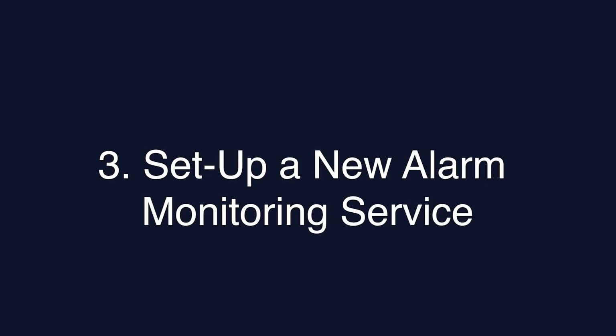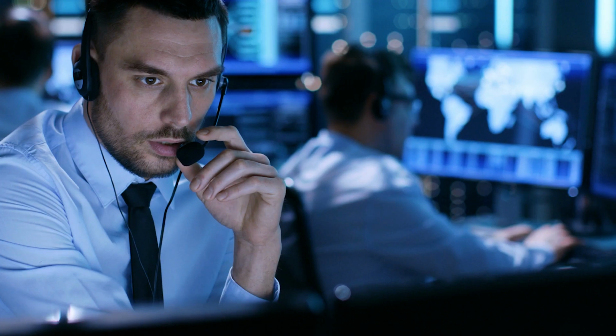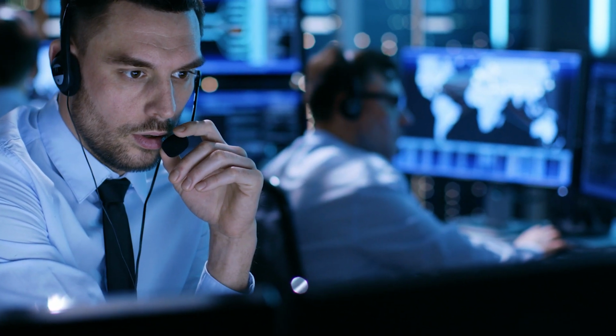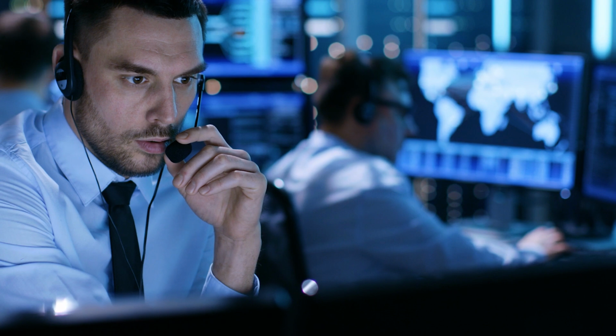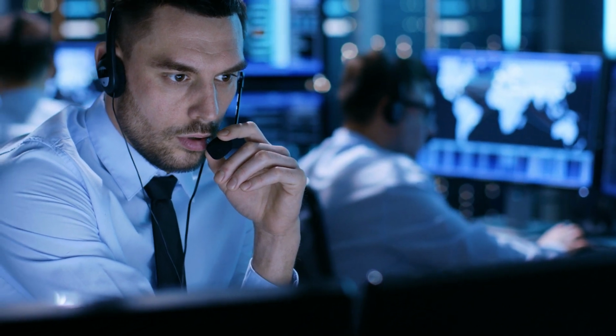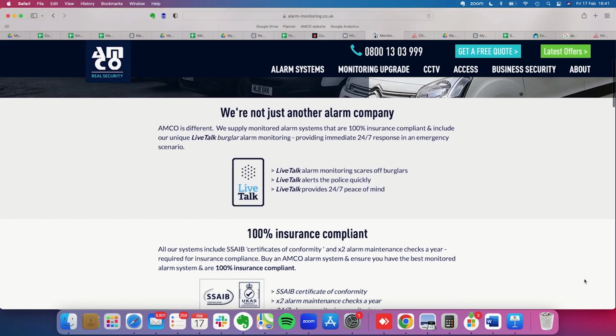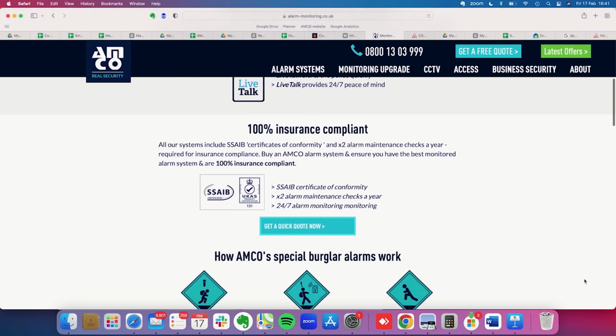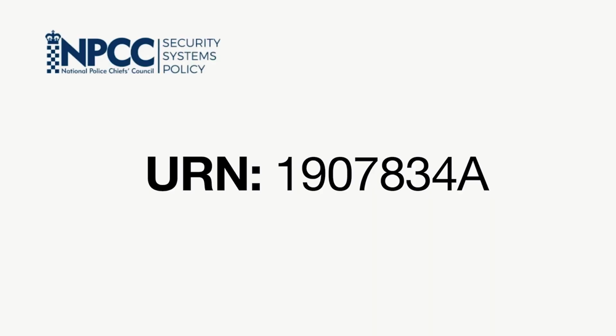3. Set up a new alarm monitoring service. Finally, you need to set up a new alarm monitoring service and connect your alarm to the alarm receiving center. A good reliable option is to change to AMCO alarm monitoring. Please note, if you want Type A police response, you need to check that you have a valid URN, unique reference number, set up with the police. This needs to be done via your burglar alarm installer.